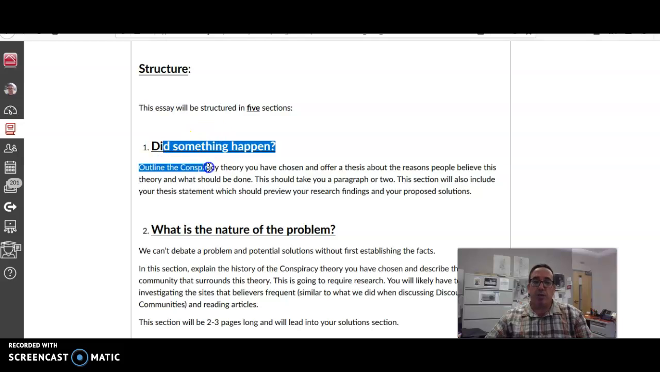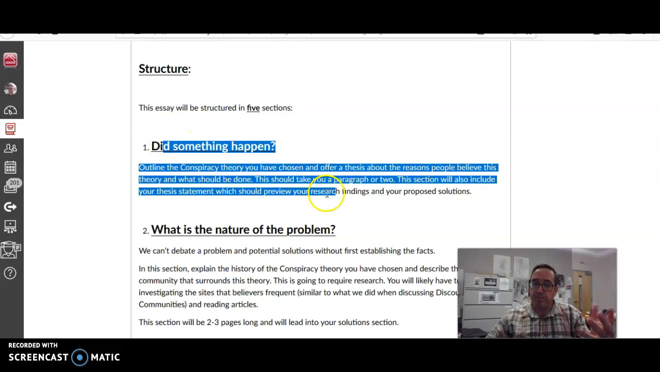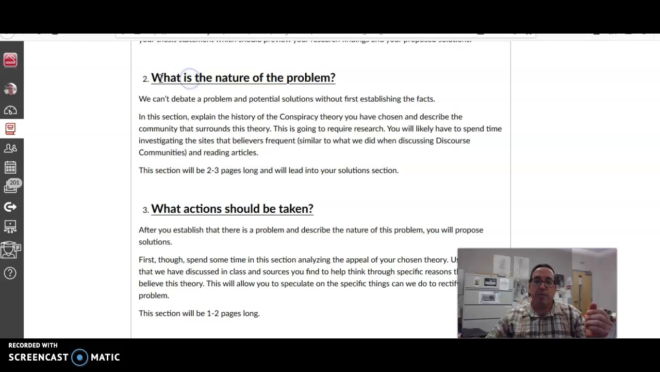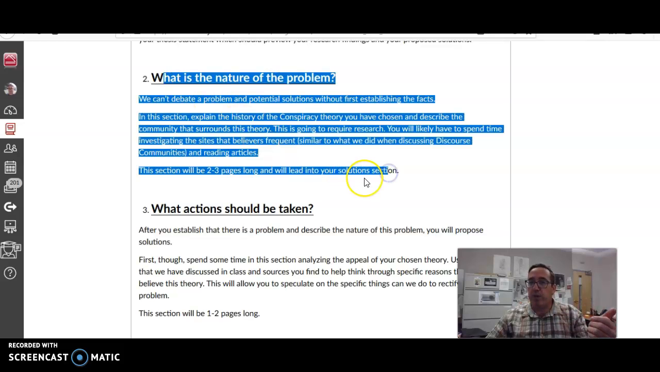Okay, so once you get that nice specific opening, right? Did something happen? Then comes probably the longest part of your paper. What is the nature of the problem?